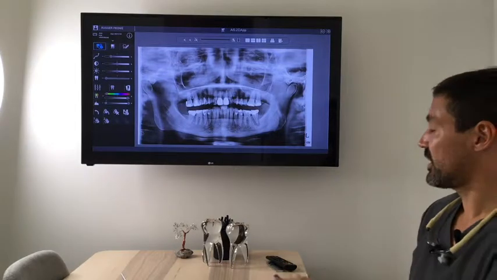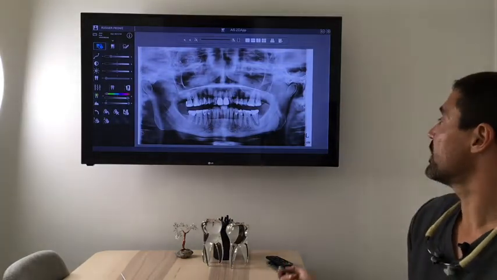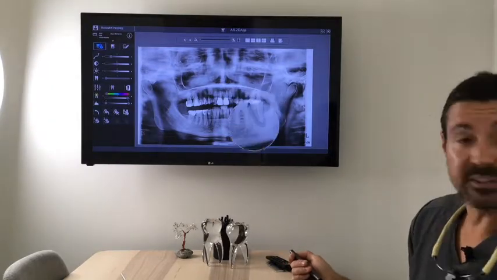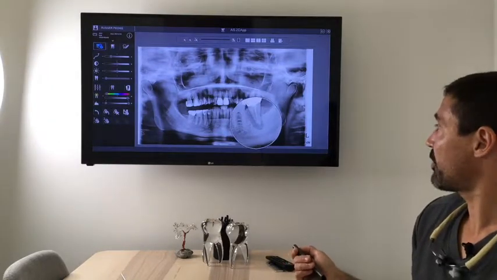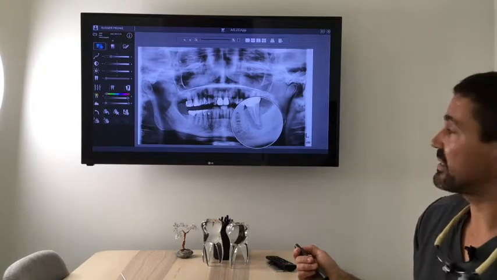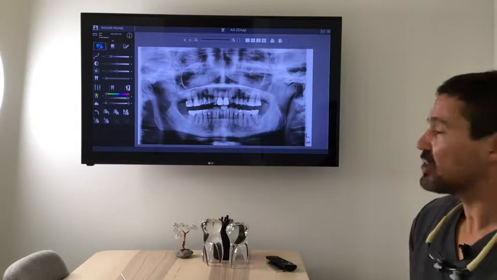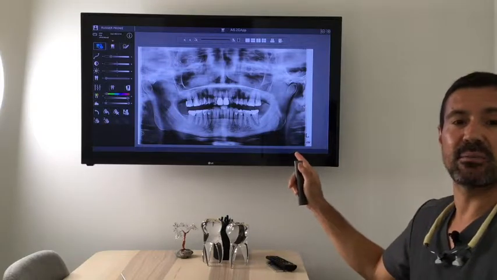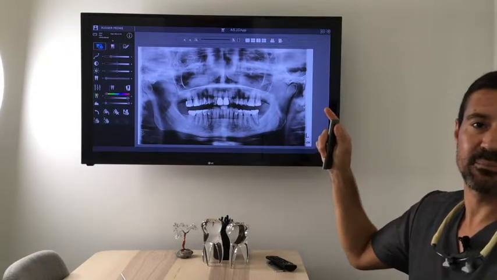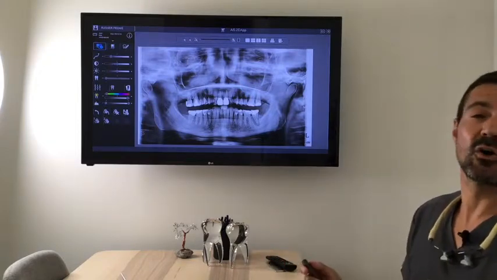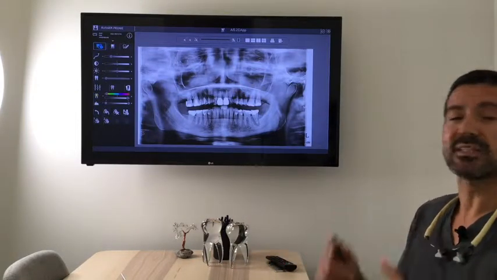So going back to the case that we treated today, it's a number 37, a lower left second molar that developed this endoperiodontal lesion. Initially, when I take this panoramic x-ray, before taking the CBCT, I take a periapical x-ray, because the periapical x-ray will also give you a more detailed image.